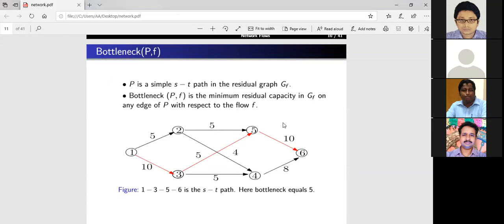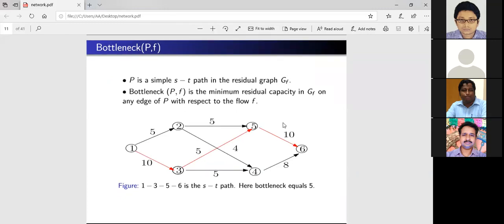Once again, this is something that we talked about. Once we find a path, for example, here the path 1, 3, 5, 6 is an ST path. Suppose this is the residual graph. So 1, 3, 5, 6 is the residual path.